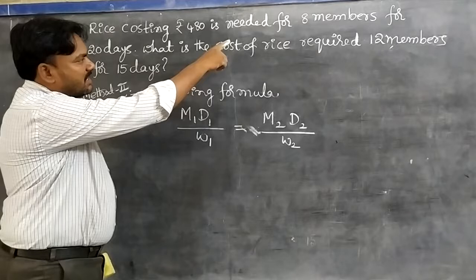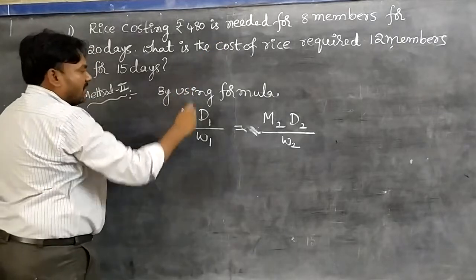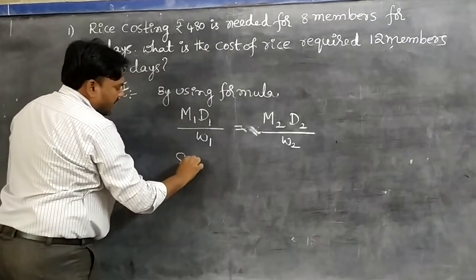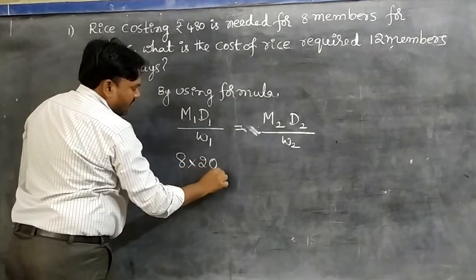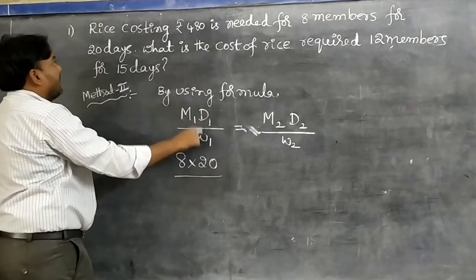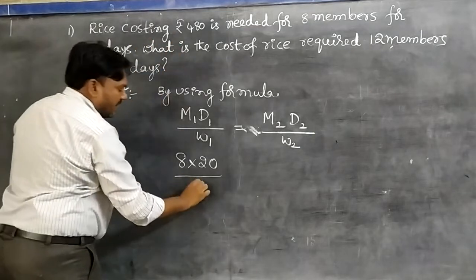Here how many members are there? 8 members. M1 is replaced with 8. Next, days. How many days are there? 20, by, and again W1 is replaced with rice cost. We have taken 480 rupees.